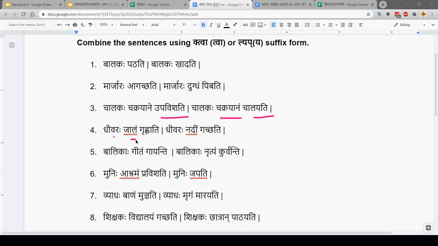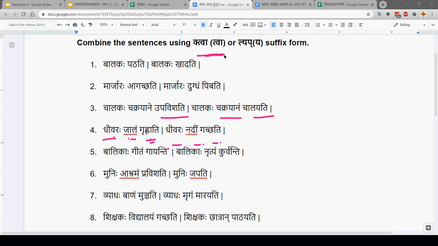Then dhivaraha jalam gruhnati, and dhivaraha nadim gacchati. Dhivara is a fisherman. So he takes a jalam, which is a net. Gruhnati is takes. Then dhivaraha nadim gacchati. He goes to the river. So here gruhnati. Now we want to change this to this form. Because there is no prefix, we are going to attach this twa. So it changes to the twa form.